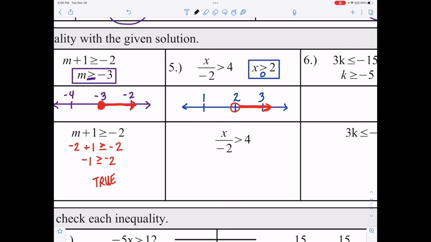All right, I'm going to plug in 4 for x. Okay, and we're just solving this side. So 4 divided by -2. I don't have to flip the sign because I'm not dividing by -2 on both sides. That only happens when you're doing it to both sides. So 4 divided by -2 is -2, and -2 is not greater than 4. And so whatever this person did, they did it wrong.